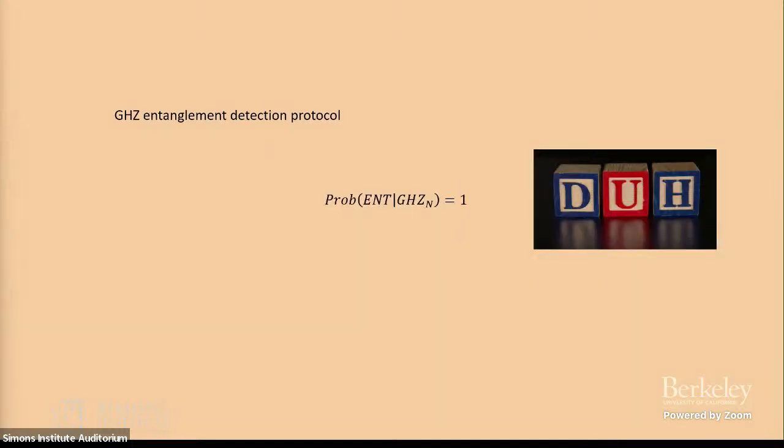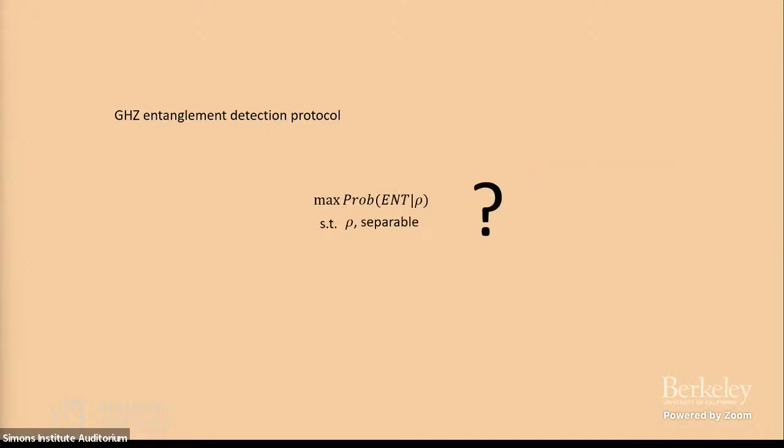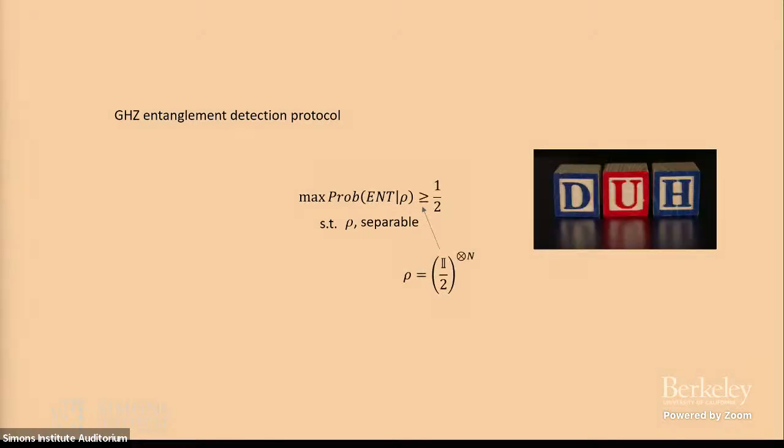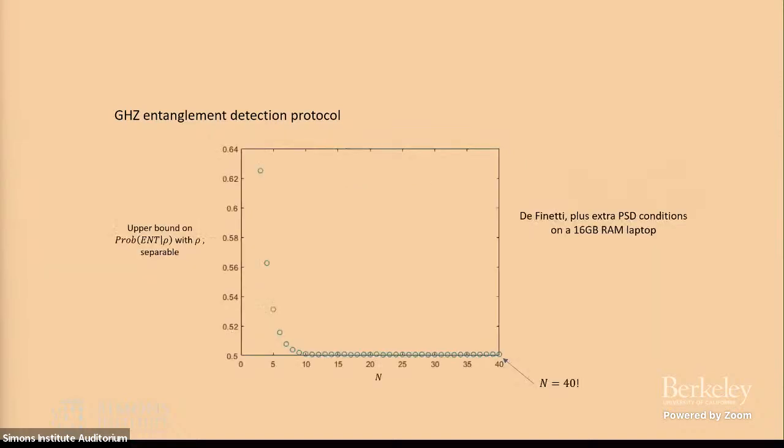So we came up with some entanglement detection protocol for GHZ states. For different numbers of particles, it's kind of trivial to see that for GHZ states we will get the entangled tag with probability 1. The problem was to compute the maximum probability of declaring entangled something that is actually not entangled, and this requires an optimization over separable states, which is really nasty. It is easy to get a lower bound of this maximum, which is 1/2, but apart from that, we didn't know anything else. Well, this is what I got, actually with this laptop again.